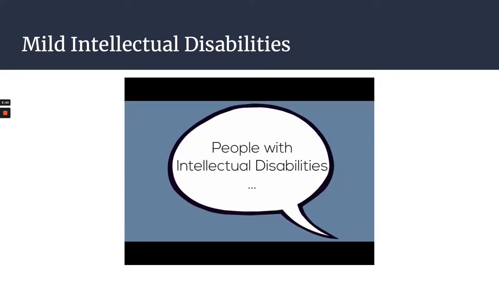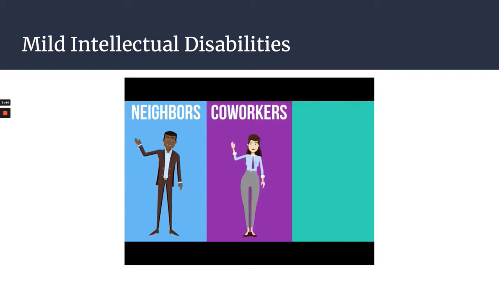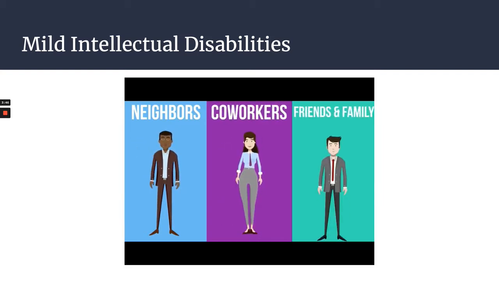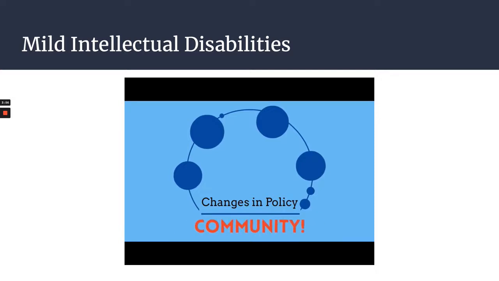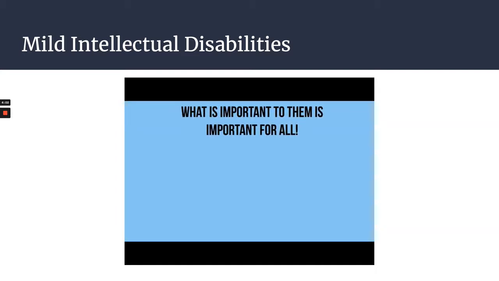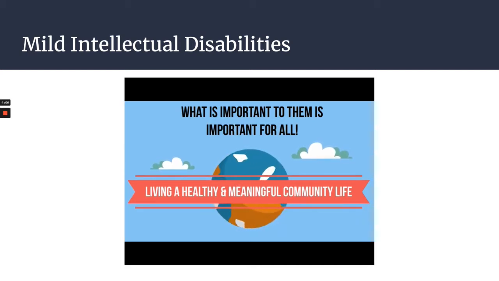People with intellectual disabilities are your neighbors, co-workers, or fellow students, friends, and family members. Changes in policy over the last decades has meant that the overwhelming majority of people with intellectual disabilities live in the community, on their own, with their families or friends. What is important to them is what is important to everyone, living a healthy and meaningful community life.